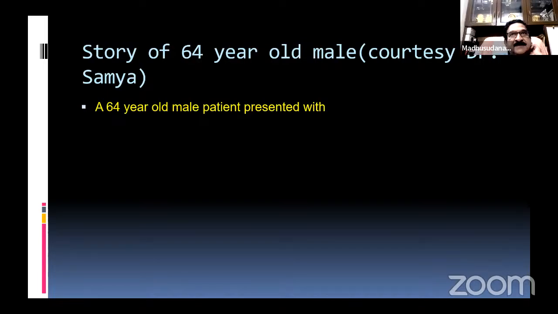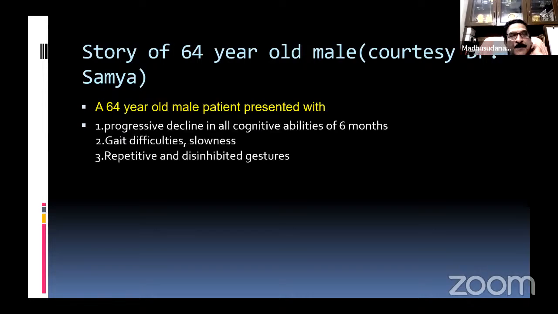A 64-year-old male patient who presented with progressive decline in all cognitive abilities for the last 6 months, gait difficulties and slowness in walking, repetitive disinhibited gestures, and utilization behavior. But I'll show you the video of all these things. Let us interpret the symptoms one by one.